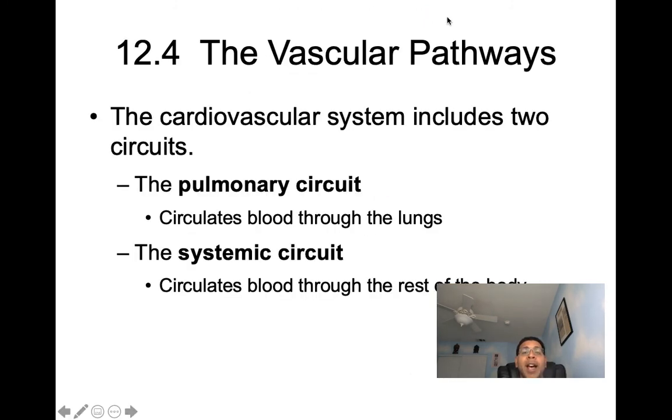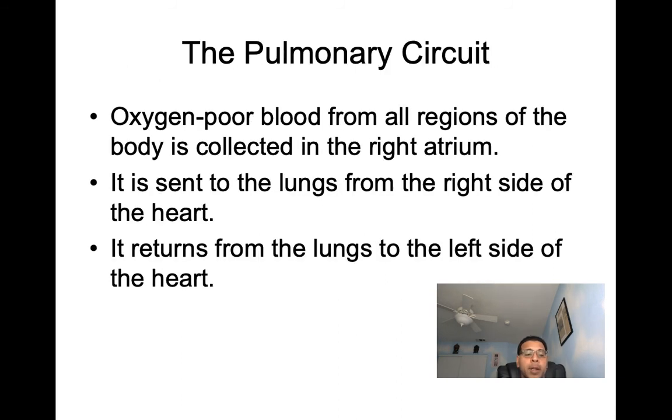Let's talk about our vascular pathways. The cardiovascular system includes two circuits. It's made up of two circuits. First, we have our pulmonary circuit. Second, we have our systemic circuit. Our pulmonary circuit, we'll see, is going to be responsible for circulating blood through our lungs, while our systemic circuit circulates blood through the rest of the body. So let's look at each of these circuits then in greater detail.